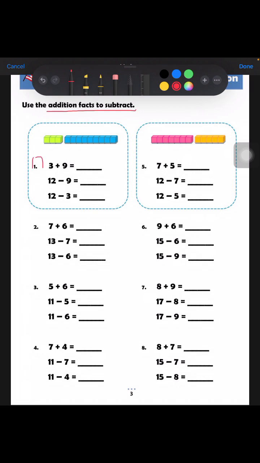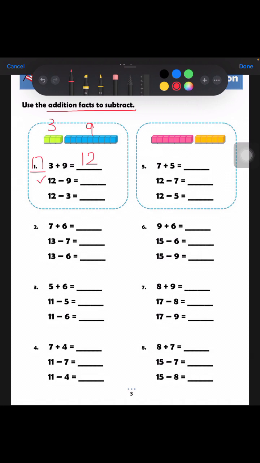Take a look at question 1. How many green blocks are there? Yes, there are 3 green blocks. Then how about the blue blocks? How many? Yes, there are 9 blue blocks. So 3 plus 9 equals to how many? Yes, 12. If we know 3 plus 9 equals to 12, we can use it to calculate 12 minus 9.